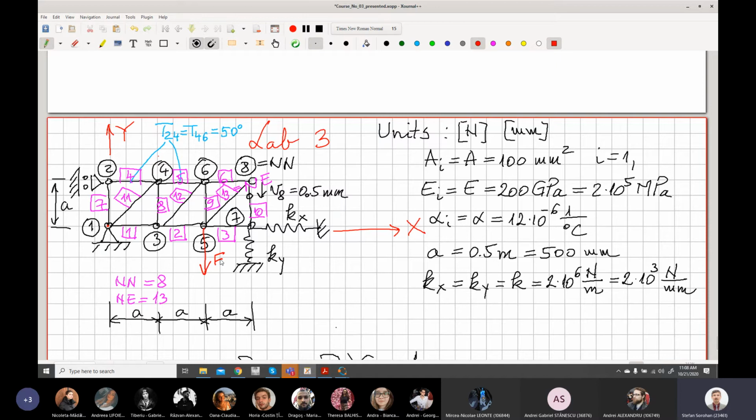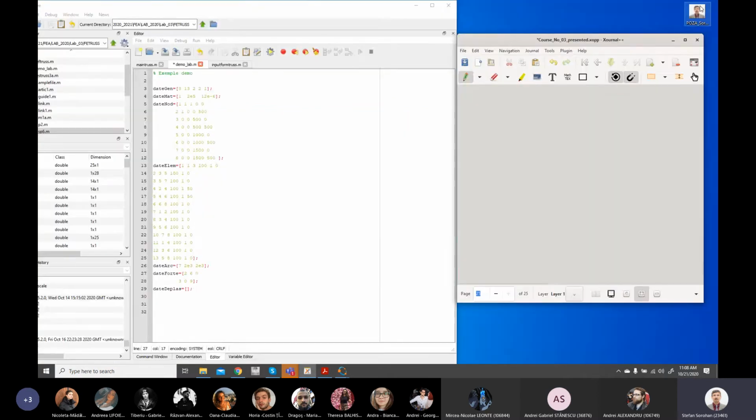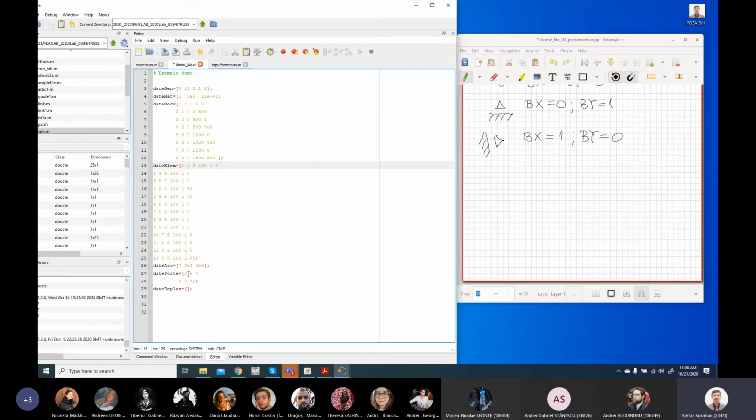And for this force, I will give a value. Force is 5 kilonewtons. That means 5,000 newtons. That's correct. So, in which node? In node 5. Let's put here in node number 5.